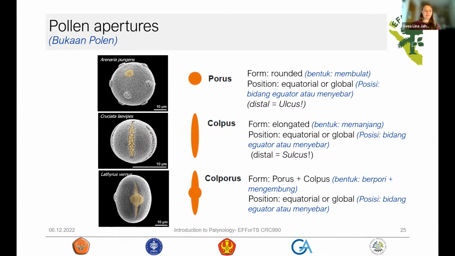And one more is the colporate. So actually, this is a combination of a pore and a colpus. So we have the circular opening in the middle, mostly on the equator. And then we have, again, this elongated opening, as we saw before, mostly also oriented on the equator.